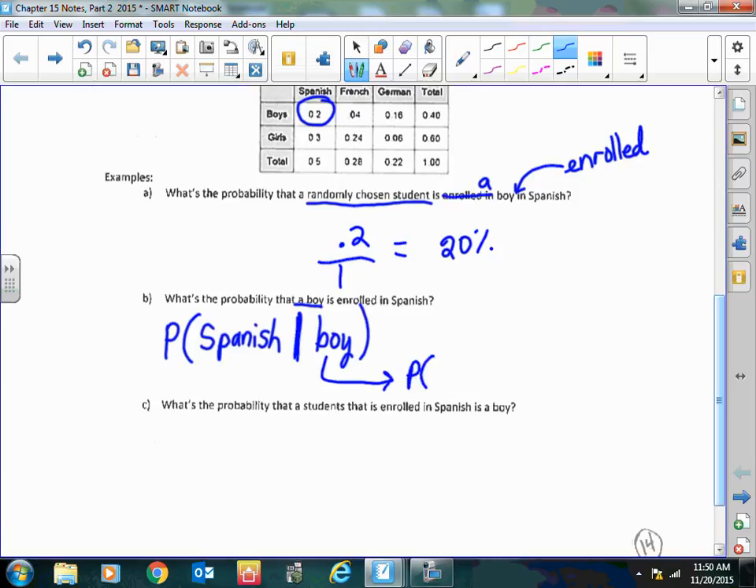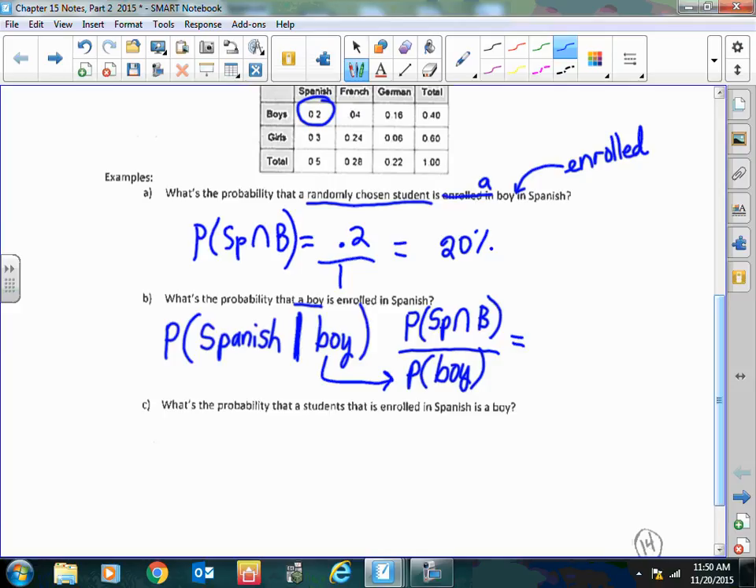You have the boy probability as your denominator, because it's out of all the probability of getting a boy. And then on top is both Spanish and boy. Overall, this one's just plain Spanish and boy, which means out of the total. Okay, but this one's Spanish given that it's a boy.